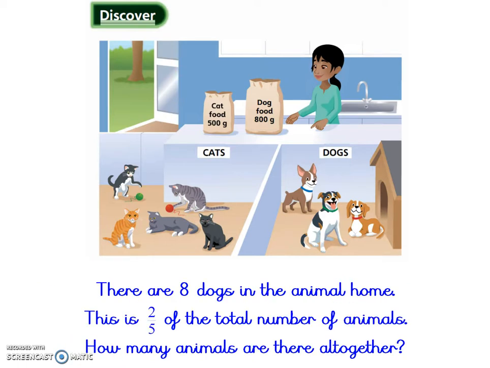For question 1b, we're asked, if there are 8 dogs in the animal home, we can see 2/5 of the total number of animals. So how many animals are there altogether? So think very carefully about this. We're told there's 8 dogs in the animal home altogether, and we can see 2/5 of the total number of animals, meaning both cats and dogs. So how many animals must there be in total?